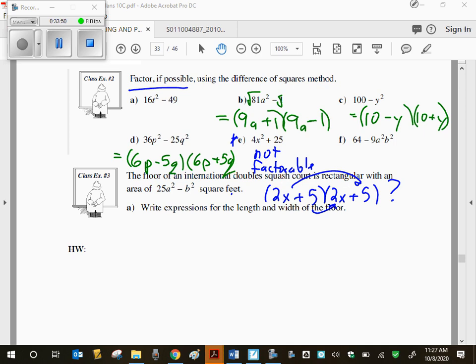F is impossible because it's got 2 variables and a number. I don't think anyone can do this, can they? What's the answer for F? 8 minus 3ab times 8 plus 3ab. Or vice versa with the signs.